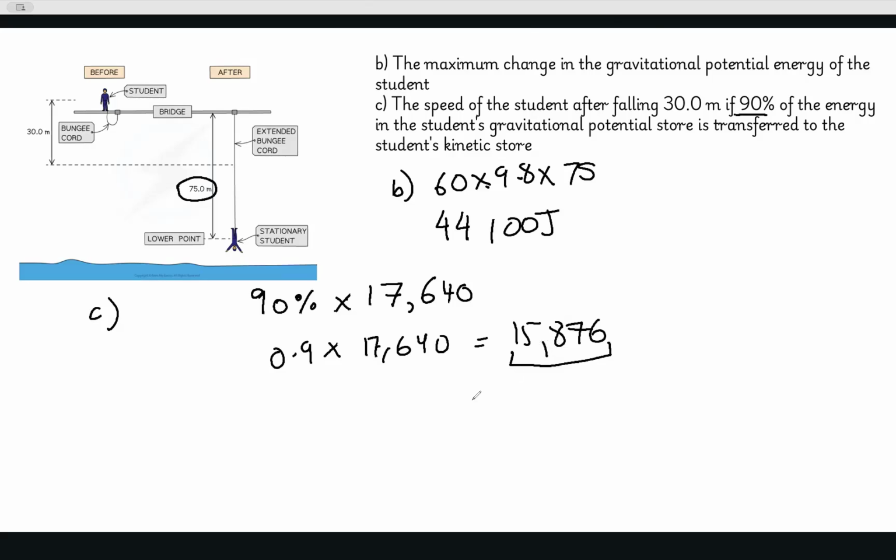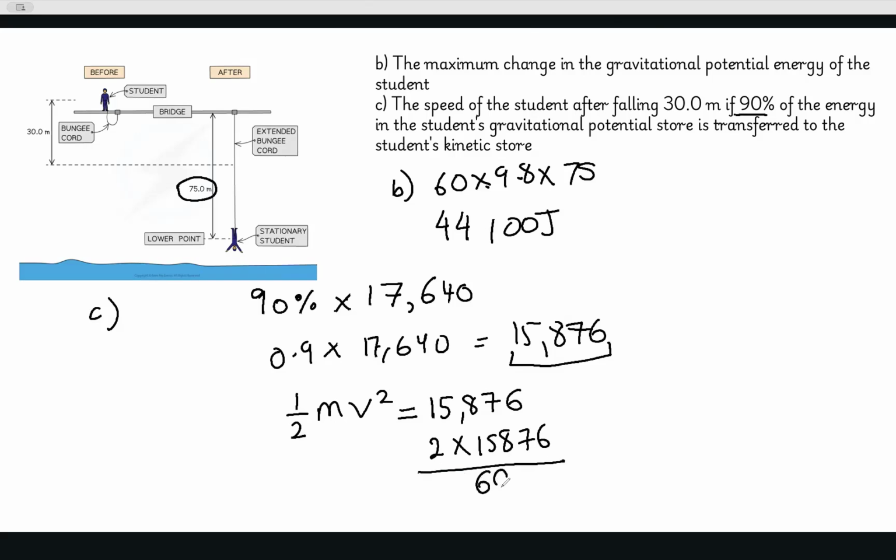Now we want to find the speed. So we're going to make a half mv squared equal to this 15,876. And then we're going to put in our mass as 60 and rearrange the formula. So we're going to do 2 times 15,876, divide that by the mass, and then that gives us v squared. And then we're going to root it to actually find out what our v is. So we're going to root that, and that is going to give us 23 meters per second. And so that's our final answer.